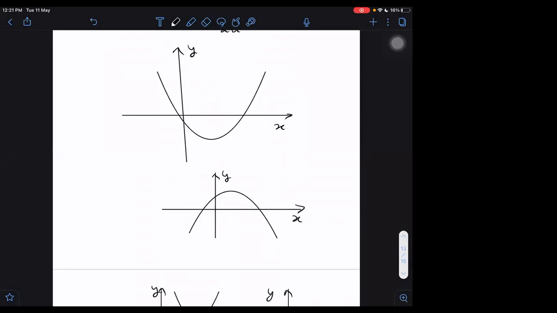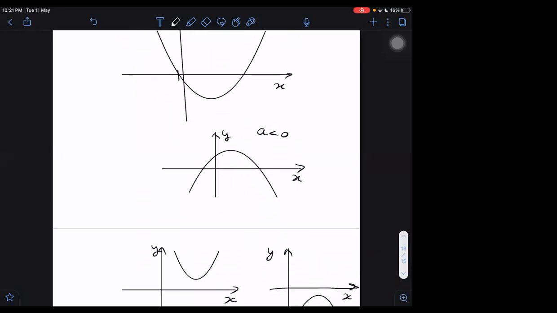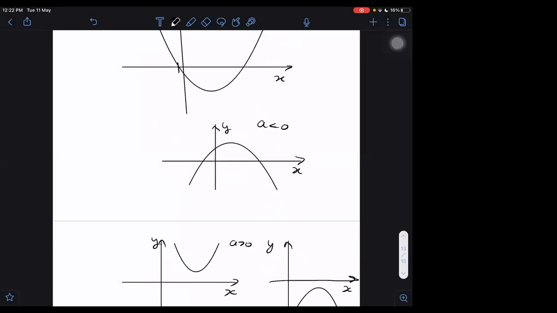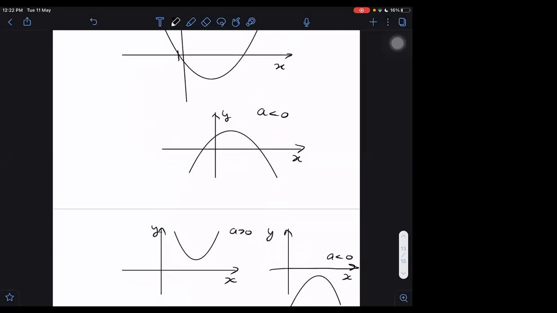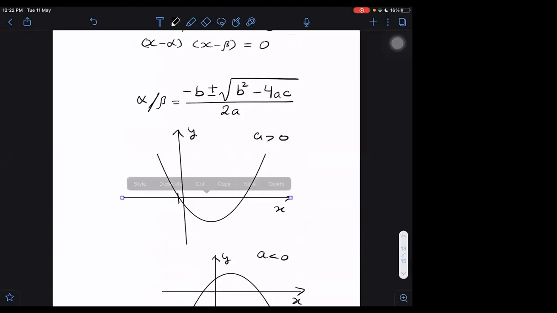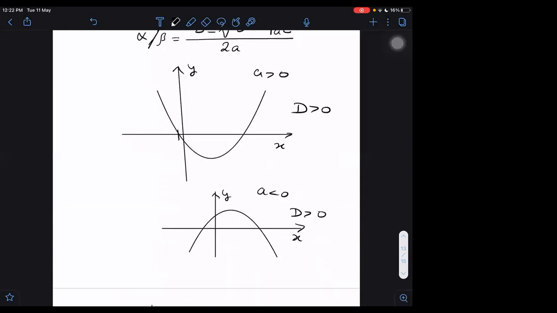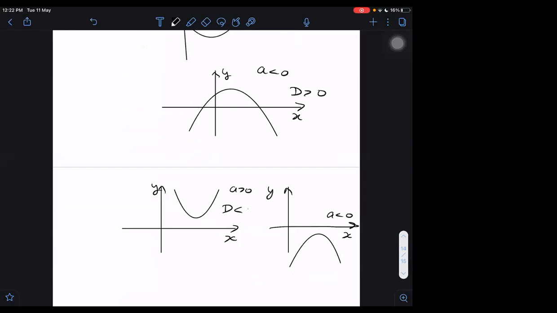Can you tell? In which case, what curve will be there? If the a value is positive, or if the a value is negative, discriminant greater than 0. A less than 0, the value is negative. And in this case, discriminant is positive, greater than 0. Discriminant D is less than 0.